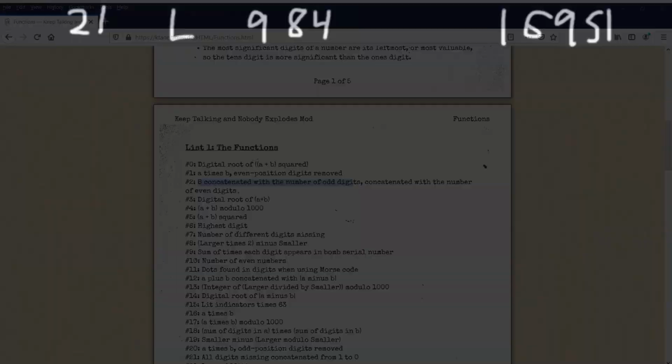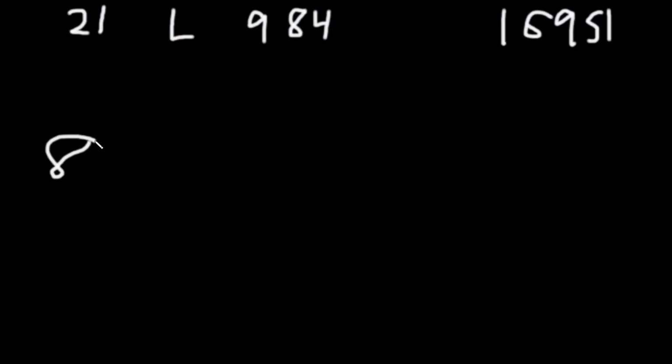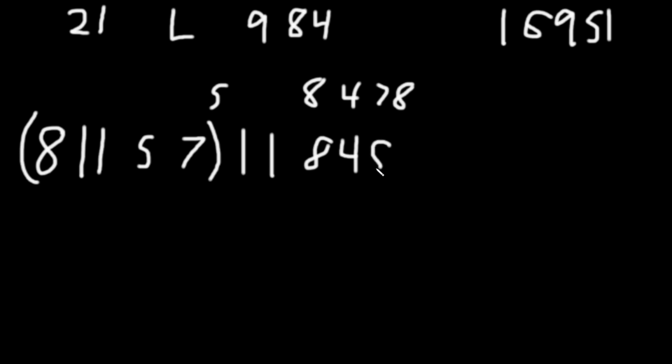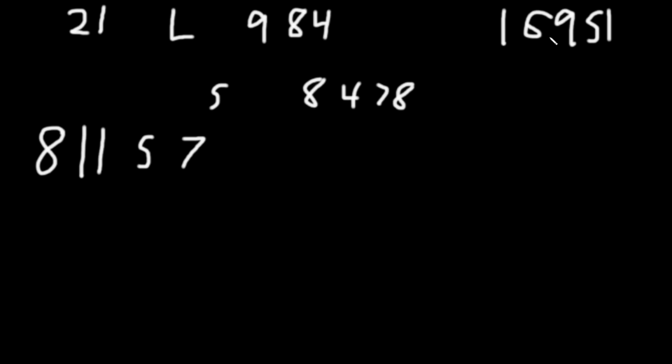So this is saying 8 concatenated with the number of odd digits. We have 5 and 8, 4, 7, 8, so it would be 5, then 7, and then that concatenated with 8, 4, and 8. That would give you 8, 5, 7, 8, 4, 8. But that does not match our result, so let's move on.